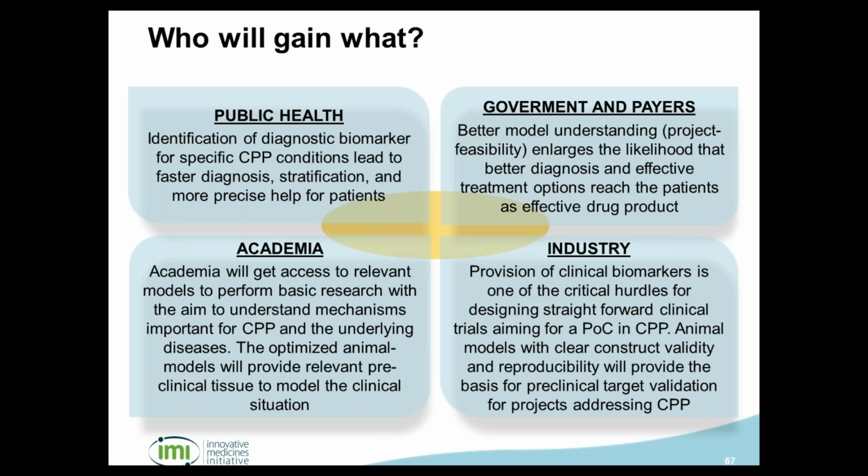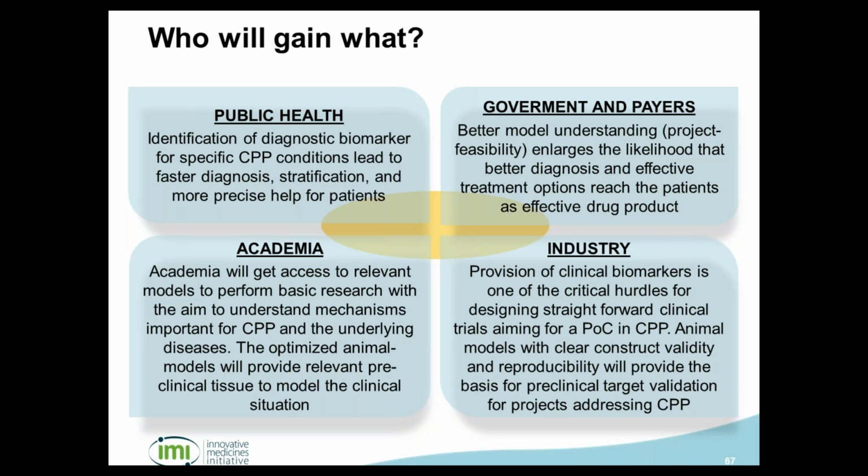Yeah, who will gain what? First, here on the left-hand side on the top, you have, again, public health. So the identification of diagnostic biomarkers for specific chronic pelvic pain conditions leads to faster diagnosis. Then the stratification and more precise help for patients as a consequence if you would be able to stratify patients. Academia will get access to relevant models to perform basic research with the aim to understand mechanisms which are important for chronic pelvic pain and the underlying diseases. And these optimized animal models will provide relevant preclinical tissue to model the clinical situation beforehand, again to support the basic research.